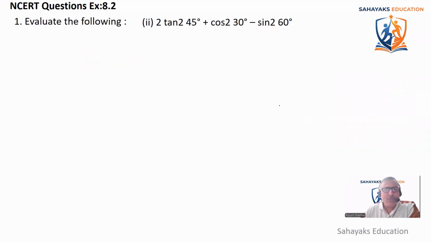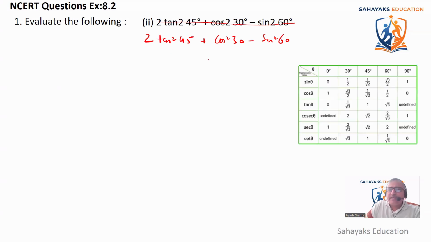Okay, so let's move to another question. It is not tan 45, it's tan square 45. Okay, I have not copied it properly. I'll just write this question one more time. It is tan square 45 plus cos square 30 minus sin square 60. Okay, so now we have to put the values again. Let's see the values here. We should remember it, but for your reference, I'm writing it.